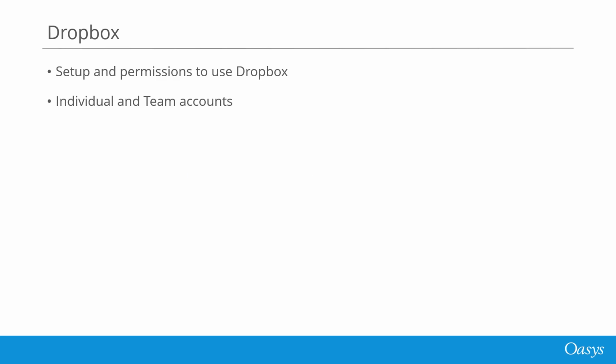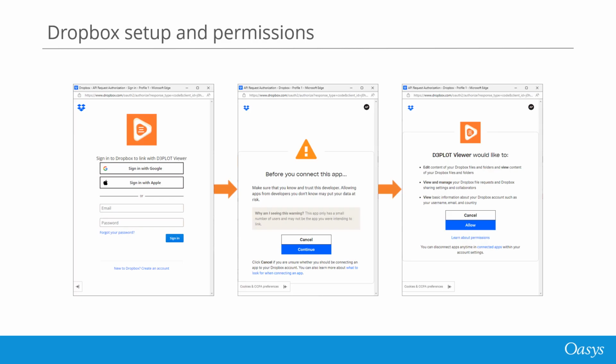Dropbox. In this section, we will go over setup and permissions to use Dropbox, also individual and team accounts. In order to enable file sharing with Dropbox, you need to connect your account. You can do this by granting the D3PLOT Viewer access during the onboarding process. Please follow the sign-in process in the pop-out dialog window shown.